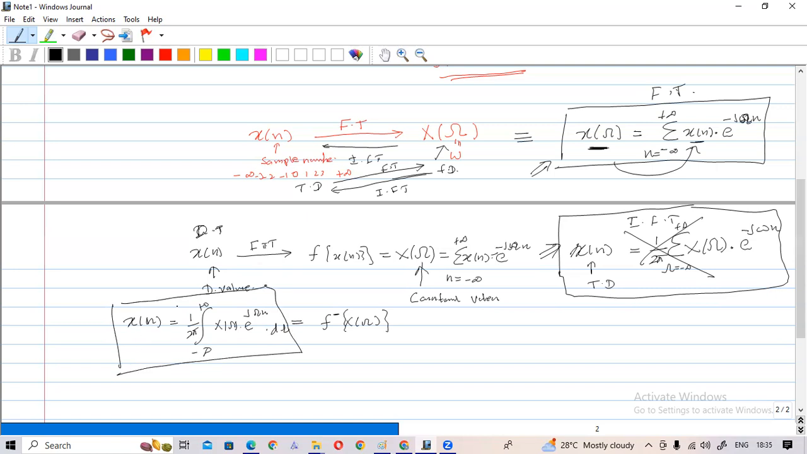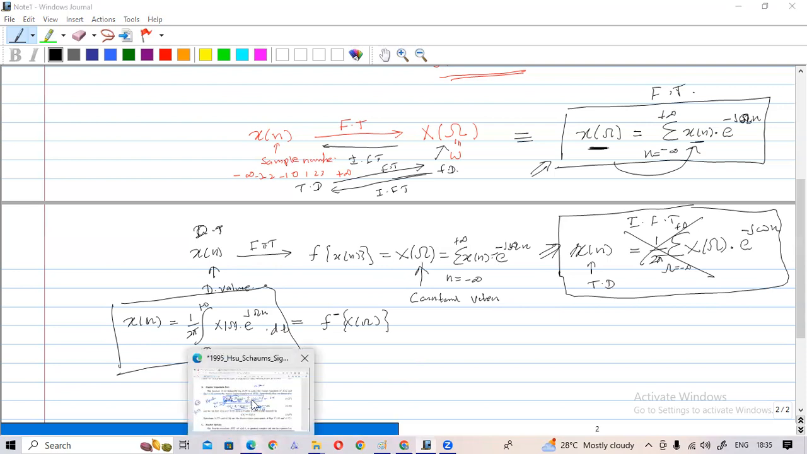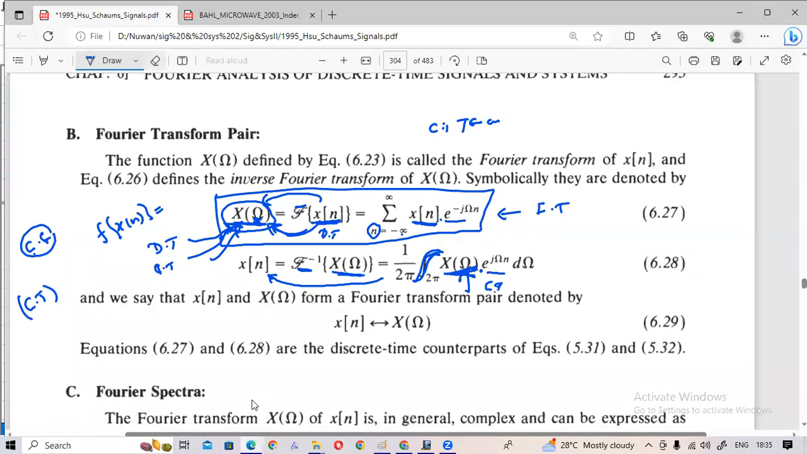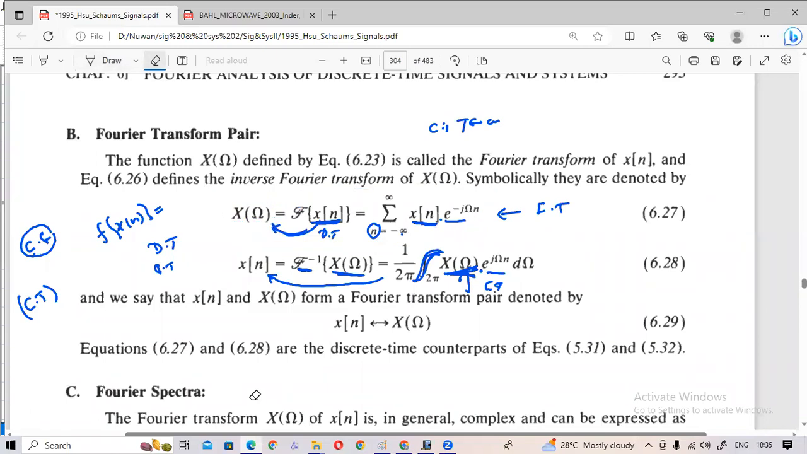Okay, so I think you understand it. Okay, did you get it? Okay, so these are the identities.